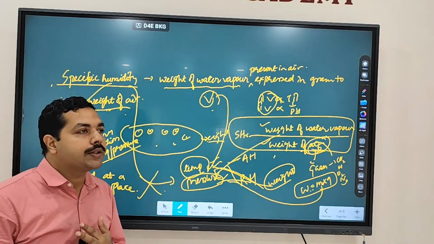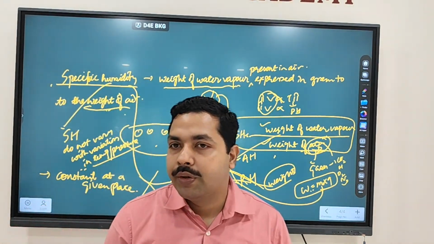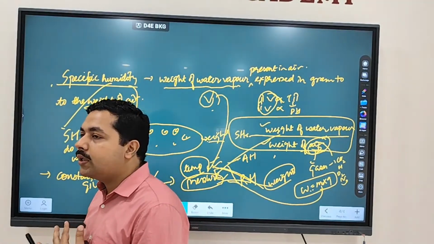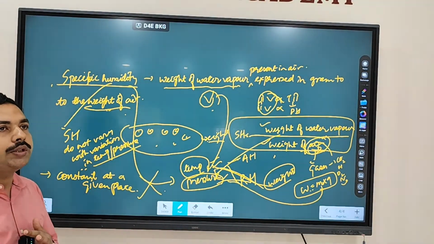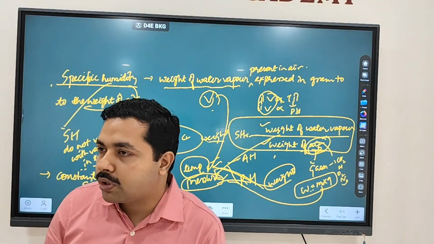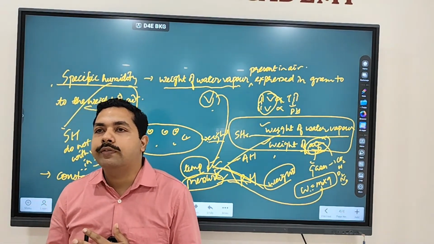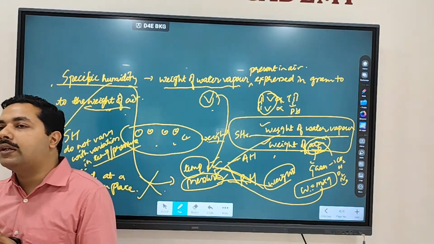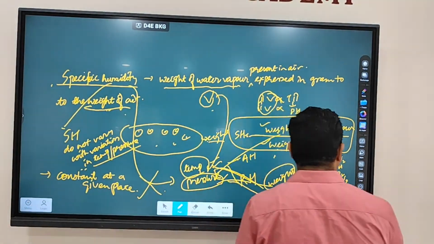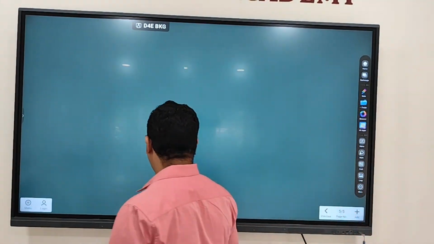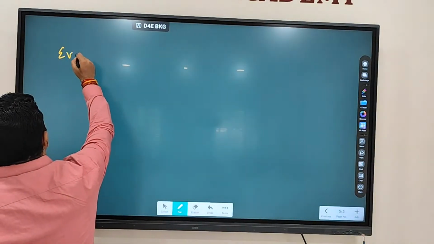And how do we measure relative humidity? Moisture content in air divided by moisture holding capacity. And how do we measure specific humidity? Weight of water vapor divided by weight of air. Remember, absolute and relative humidity are going to vary with temperature and pressure. Specific humidity is not going to vary with temperature and pressure. Fine. So this is all about the humidity part. Next we are coming to evaporation.